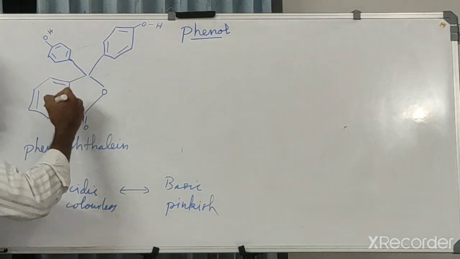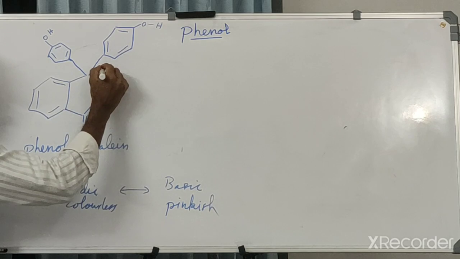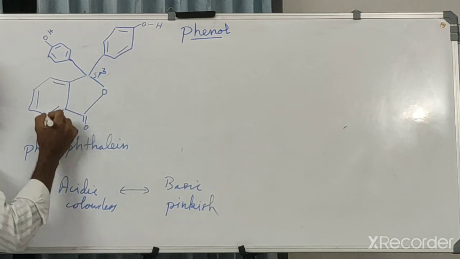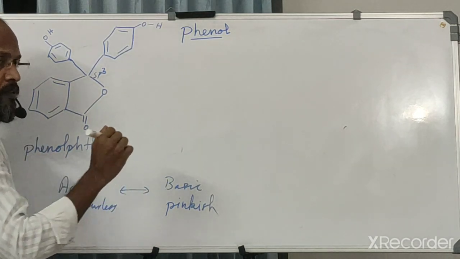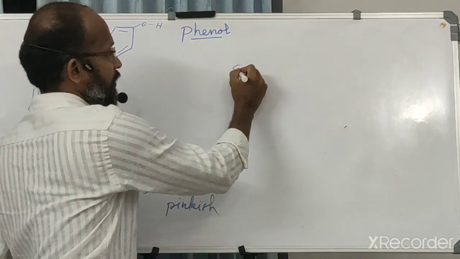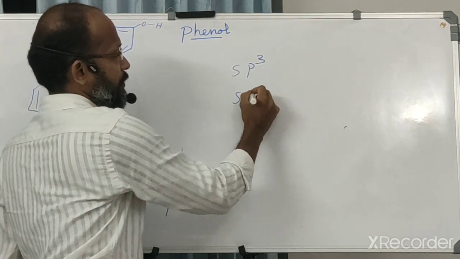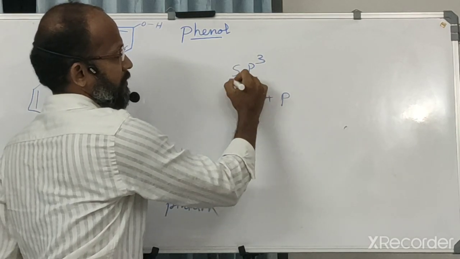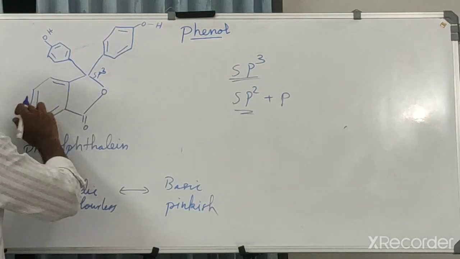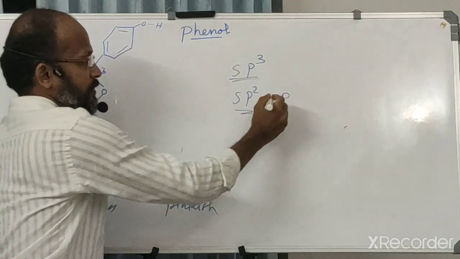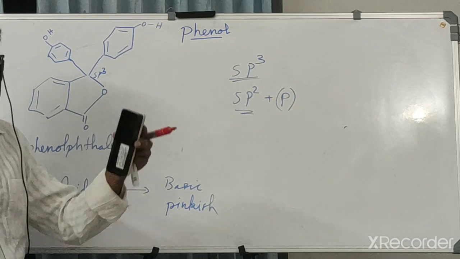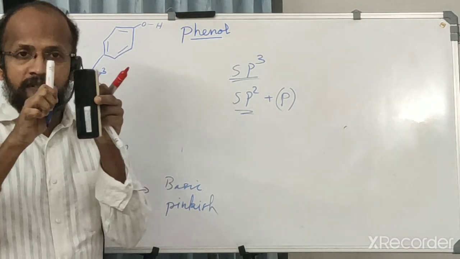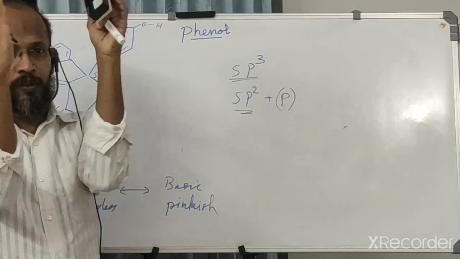From the structure of phenolphthalein, we know that except for this sp3 hybridized carbon, all other carbons are sp2 hybridized. sp2 hybridized carbon means one p orbital is left unhybridized; we can have sp3, or sp2 plus one p. With the help of the unhybridized p orbitals, parallel unhybridized p orbitals mean lateral overlapping and pi bonding.